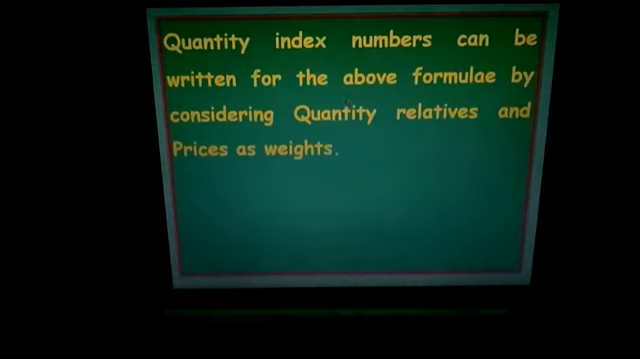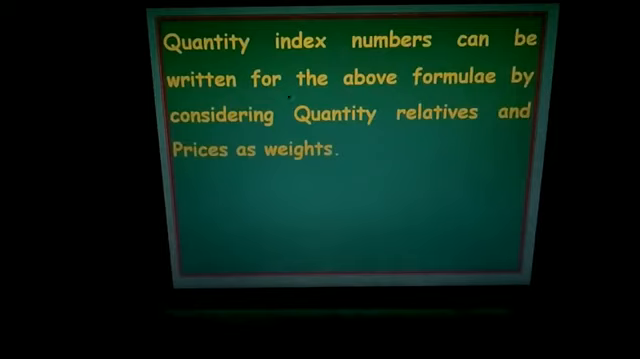Here we have written the above formulae. Above formulae in the sense, which formulae we had studied in the previous video. Which were those? I have asked you to remember those in serial. Starting with Laspeyres. Next, what is it? Paasche's. Next, Marshall-Edgeworth. And next, Dorbish-Bowley. And after that, Fisher's, and then lastly Kelly's index number. Now for those, we will be writing quantity index numbers instead of price index numbers.